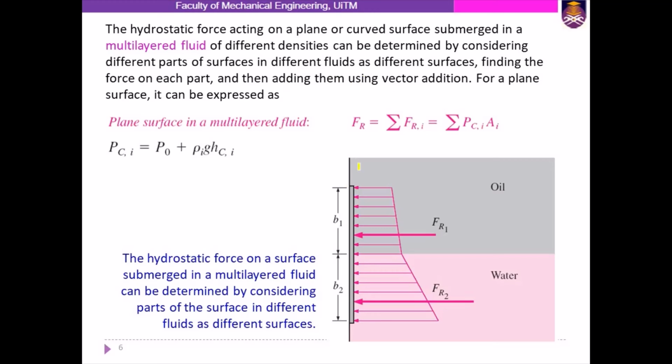For instance, we want to look at the total resultant force. We should just treat this plane as one plane and the plane below as another plane. We calculate Fr for one plane and add the Fr of the other plane. So Fr equals Fr1 plus Fr2, and it also equals P times A, so P1 A1 plus P2 A2. So it's easy like that.